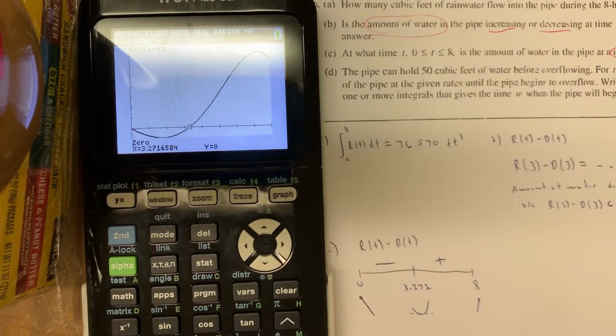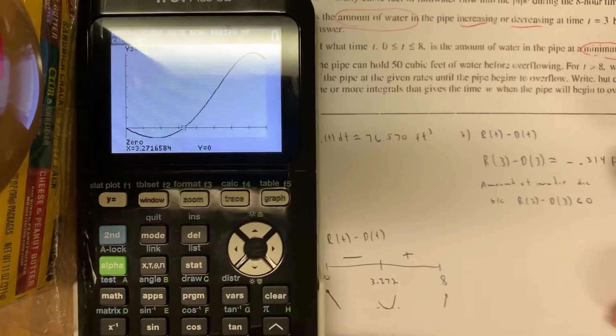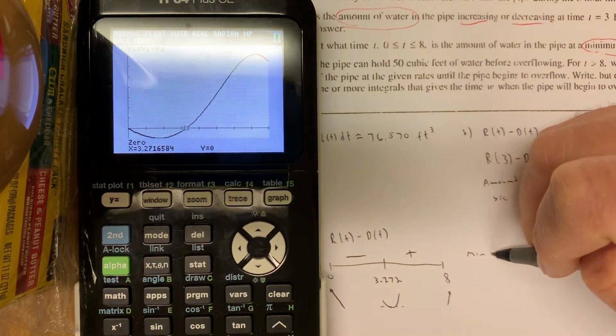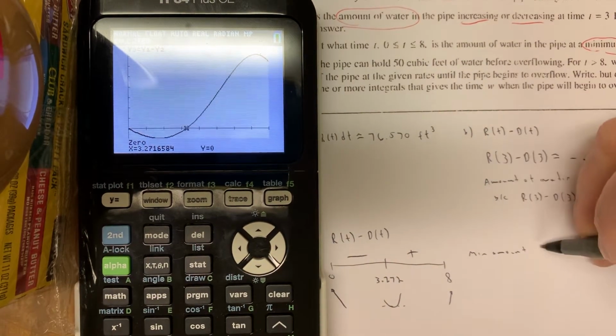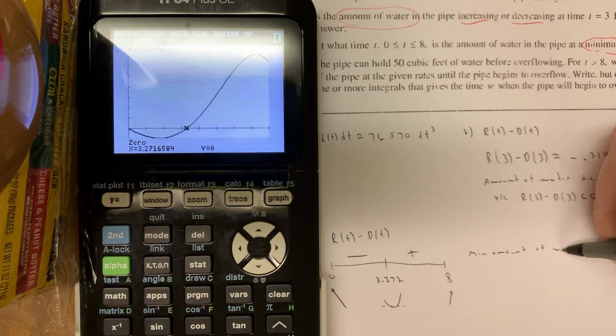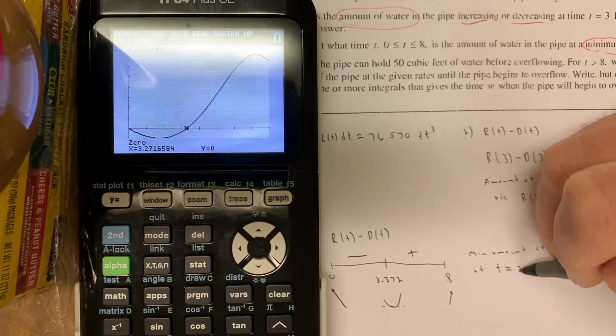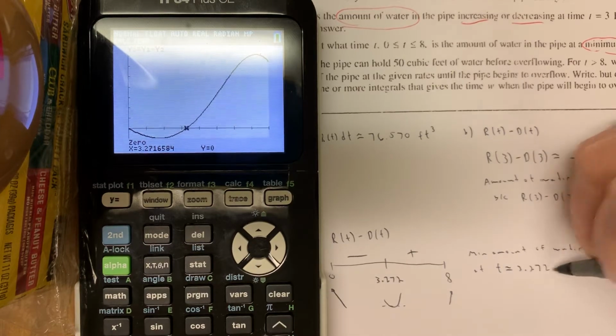And by the way, they just want to know at what time the amount of water in the pipe is a minimum. They don't actually want to know the minimum amount of water, so it's a little bit different from the problems you did yesterday. So the minimum amount of water occurs at t approximately 3.272 hours.